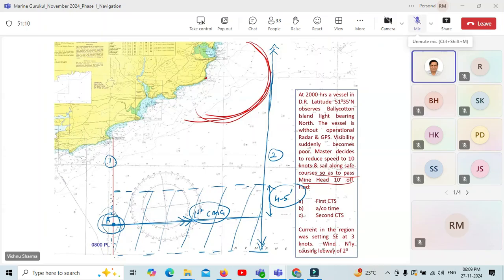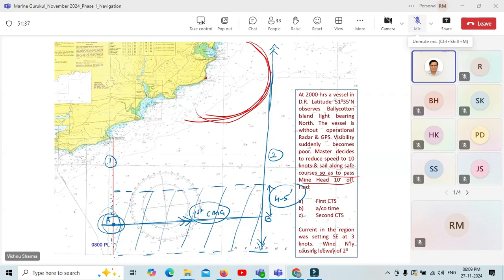Because an explanation is when something can be justified. I can't justify 4 to 5 miles. Tomorrow somebody can say no, 4 to 5 miles is too much or too little, right? Okay. Now, assuming that this is safe, if it is not safe, we'll see later. Assuming this zone is safe, then this A to B becomes my first CMG.